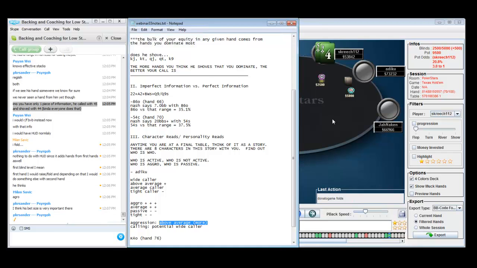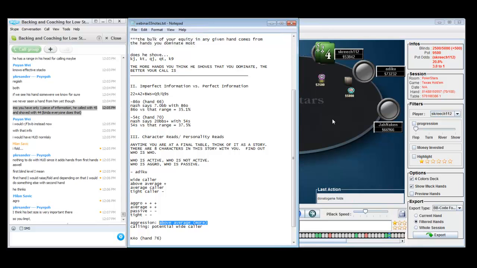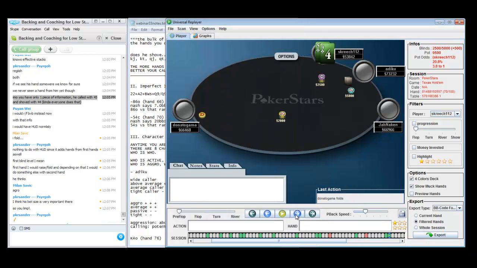I will limp here because it stops him from reshoving on me. He still could shove on me if I limp, but I only lose 2,500. I do not lose 7,500 if I min raise. I lose 3 times less. And if he's a potential wide caller, I don't want to shove just because Nash says I can. Because what's the difference between 37.5 and 35.1? That's like nothing. Okay? I would limp here.